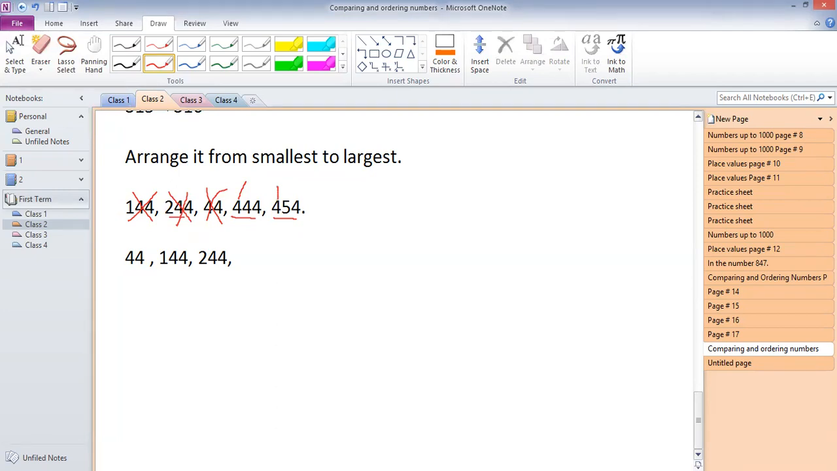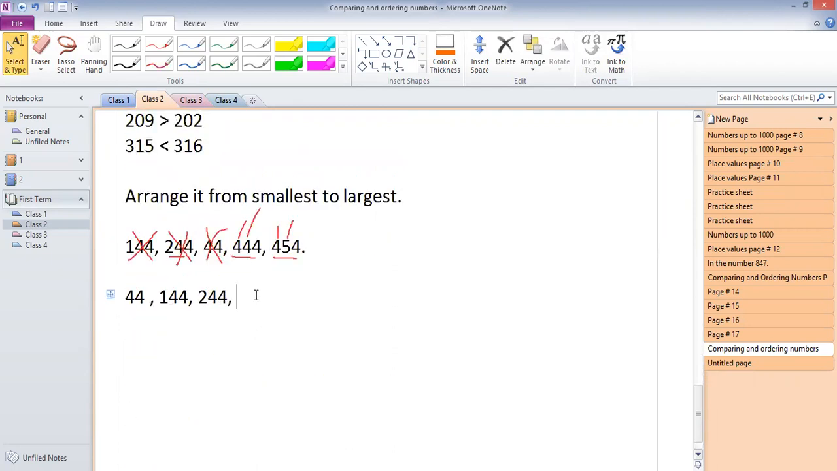So I need to compare the tens then. On the tens it is 4 and it is 5. So 4 is smaller than 5. That's why I will write 444 first. Because 4 is smaller than 5, that's why 444 is smaller than 454. Then I will write 454.